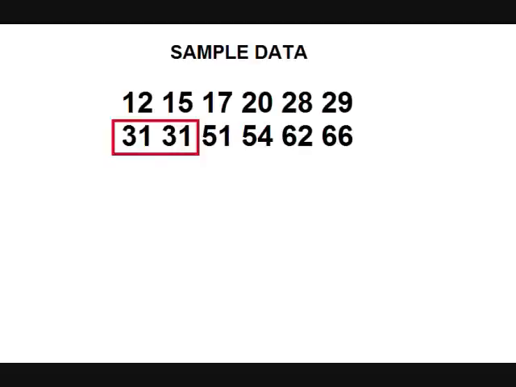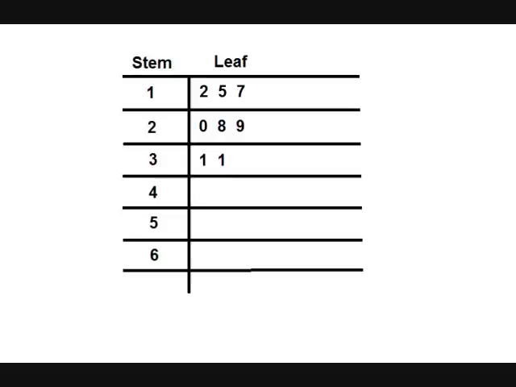We have a repeat number. We have two number 31s. So in that case, it's very simple. You just write 1 twice next to the 30s column.